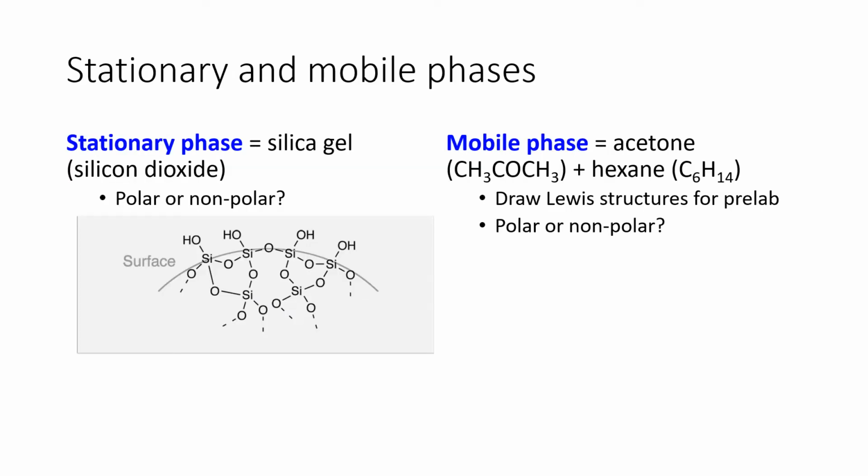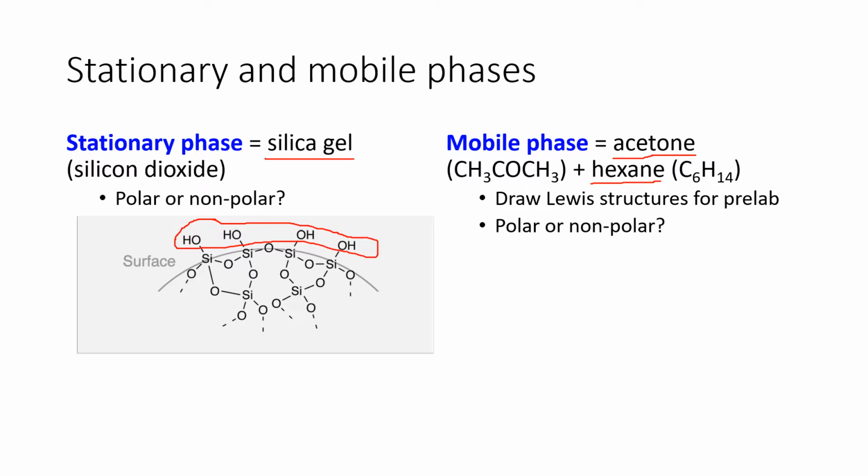Now we will talk a little bit more about the stationary and mobile phases. We already said that the stationary phase is the silica gel, or silicon dioxide. Looking at the structure here, we see many OH groups on the surface of the silica gel, which makes it very polar. So the silica gel will interact with the polar components in the mixture. For the mobile phase, we have a solvent mixture of acetone and hexane. For your pre-lab assignment, it asks you to draw the Lewis structures of acetone and hexane. So think about, are they polar or nonpolar?